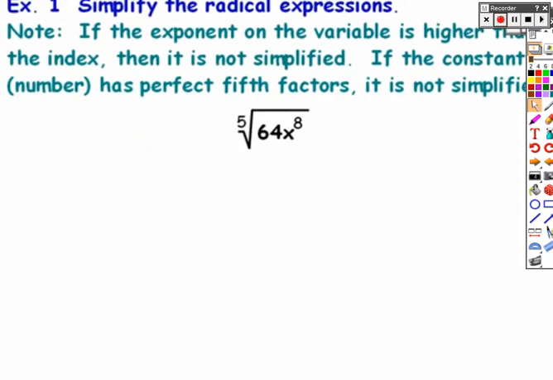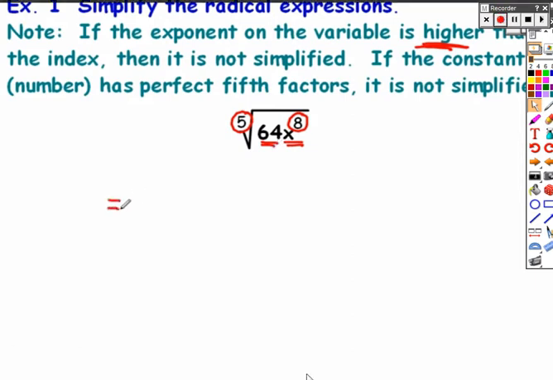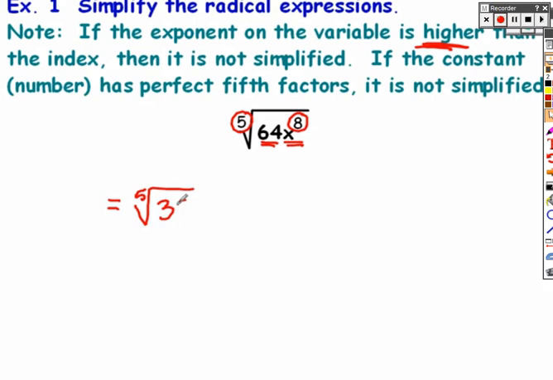So today you might be presented with problems like this. If I can simplify the radical, let's just review. If the exponent on the variable is higher than the index, so for instance, if this is larger than the index, which is 5 in this problem, then I'm going to need to simplify this x term more. And if there are any perfect fifth factors of 64, I'm going to want to simplify that constant 64 more. So at this point, I'd be thinking of, for perfect fifth factors, 32 is a perfect fifth factor, and 32 times 2 is 64. You could also complete a factor tree.